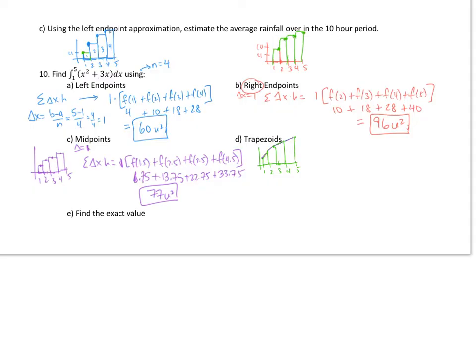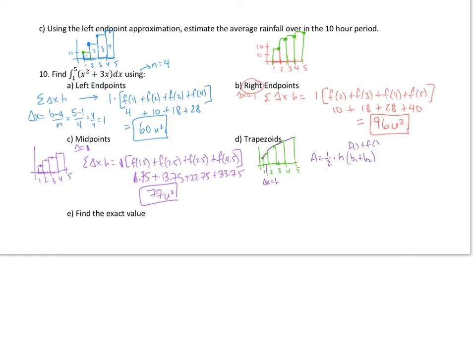Now this delta x is really going to be our height, because we know the area of a trapezoid is 1/2 times the height times the sum of the bases. And these f of values will be our bases. So in this case, my delta x is still 1, which are the heights. Let me outline this for you a little bit better.